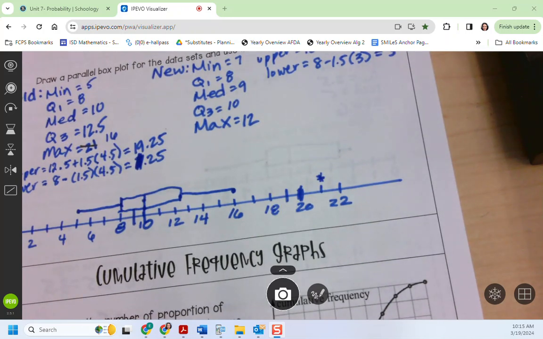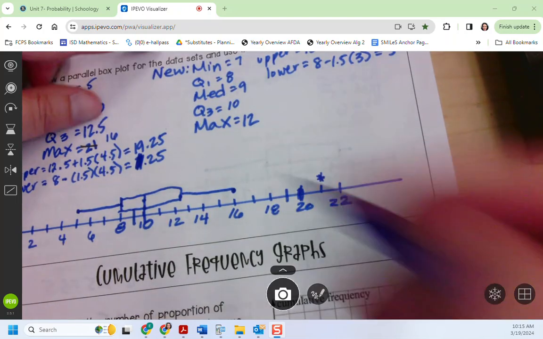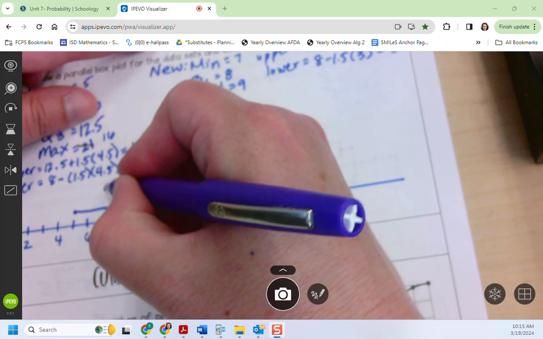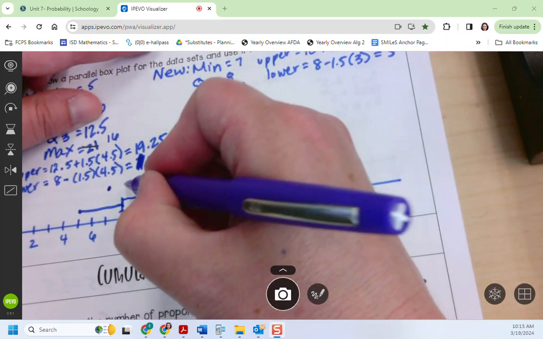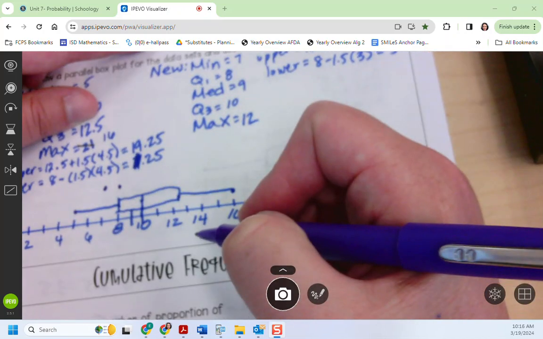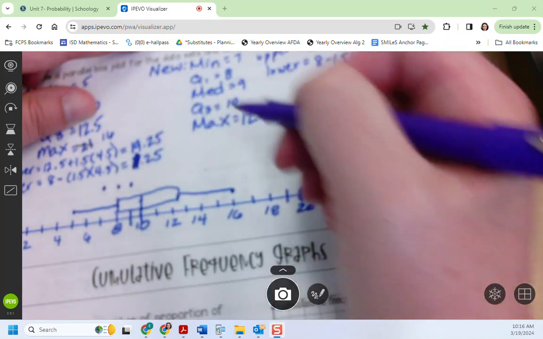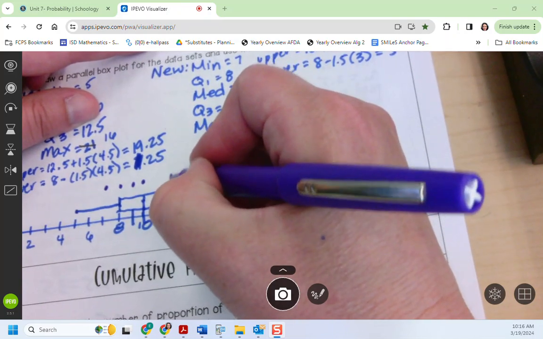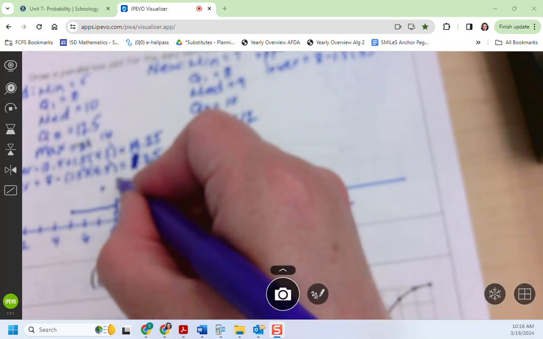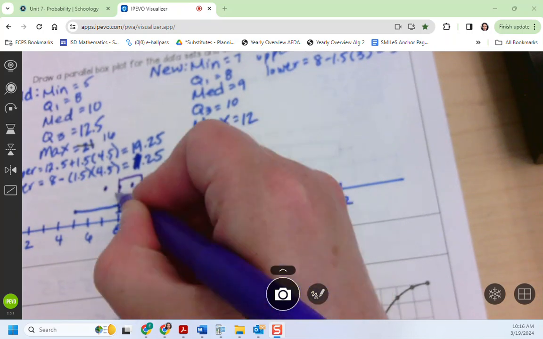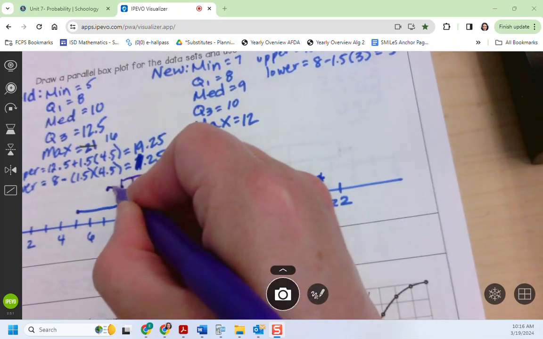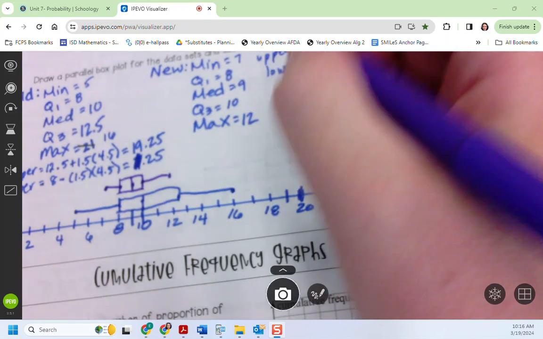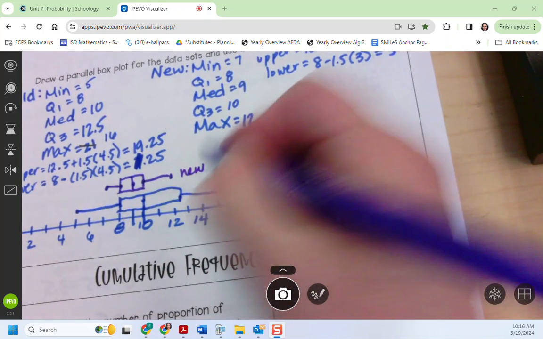I'm going to use a different color for the other one. So the new one has 7, 8, 9, 10, and 12. So this is new, and then this is old.